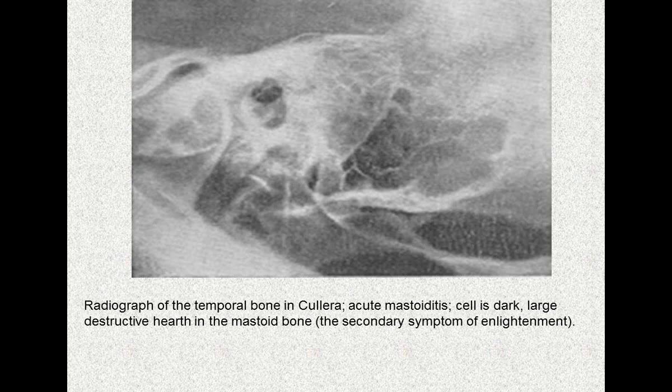This is a radiograph of the temporal bone, acute mastoiditis. Look, cells are dark and large, with destructive changes in the mastoid bone, secondary signs of lucency. As we see, this is acute mastoiditis: cells dark and large, blurred, haziness, darkening, loss of well definition, even a destructive process present in the mastoid bone.